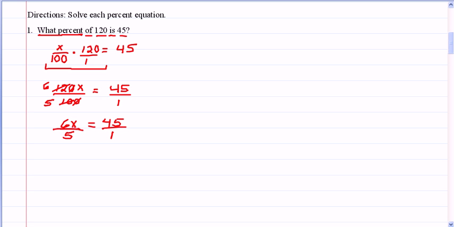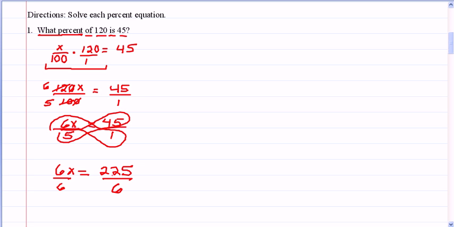Now I'm ready to cross multiply, and I always start with the diagonal that has the variable. So 6x times 1 is 6x, and then I take 5 times 45. 5 times 45 is 225. I place an equal sign in between the two products, and to solve for x, I divide both sides by 6.